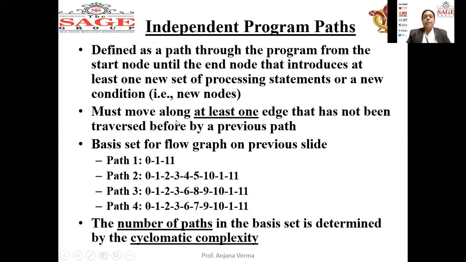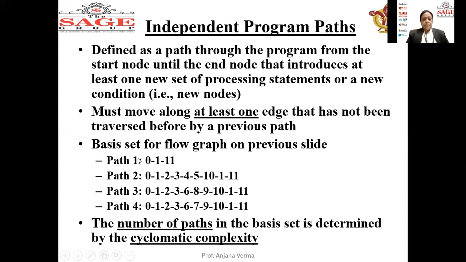Now we will see independent paths. Define a path through a program from the start node to the end node. You must move along at least one edge that has not been traversed before in a previous path. One time you move along one edge and you make a path.